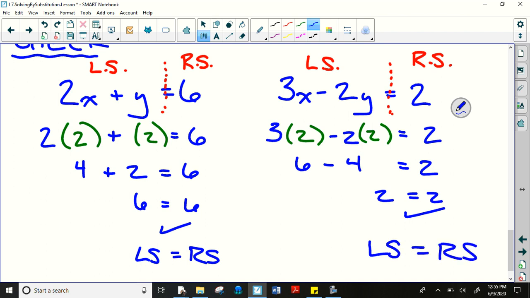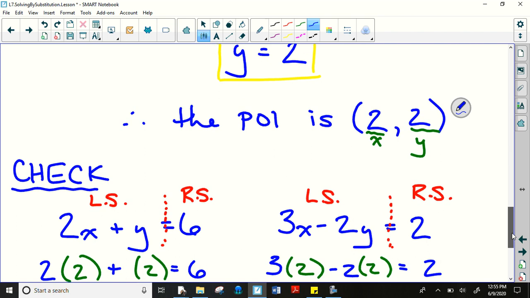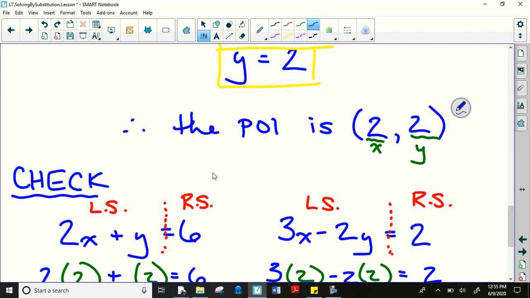So when a question asks you to check your work, they just want you to take the answer that you found and substitute it back into the equations.